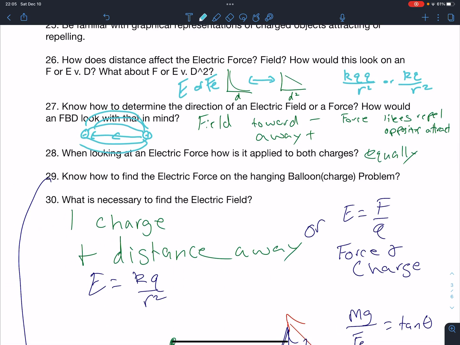When looking at electric force, how is it applied to both charges? It should be applied equally to both charges. Know how to find the electric force in the hanging balloon problem. Let's skip that one for right now.